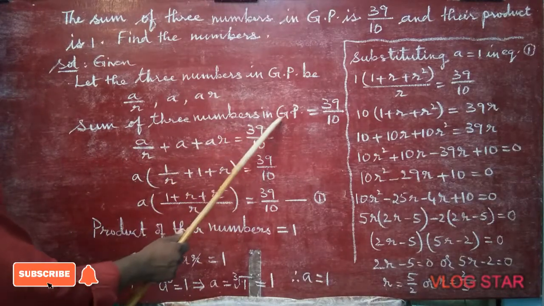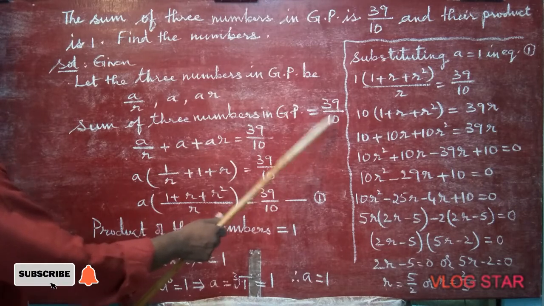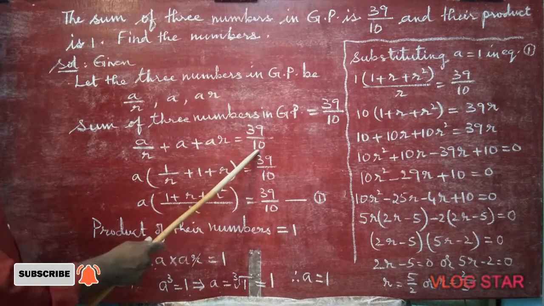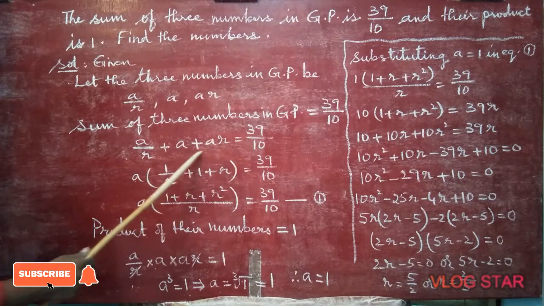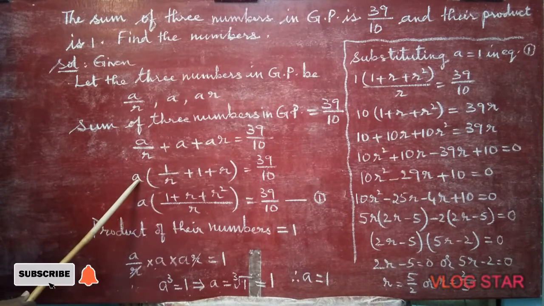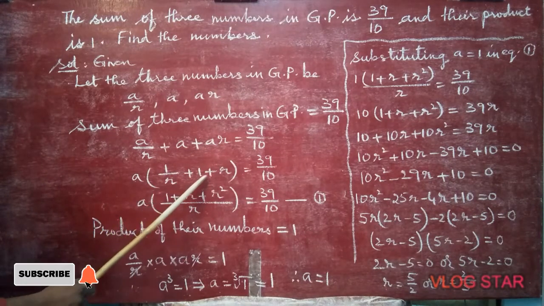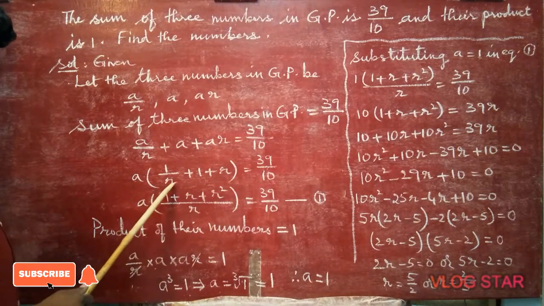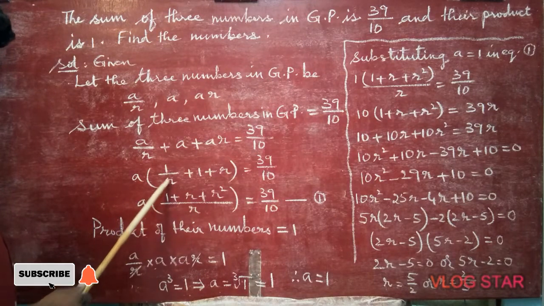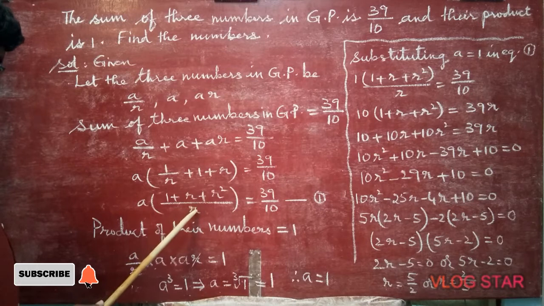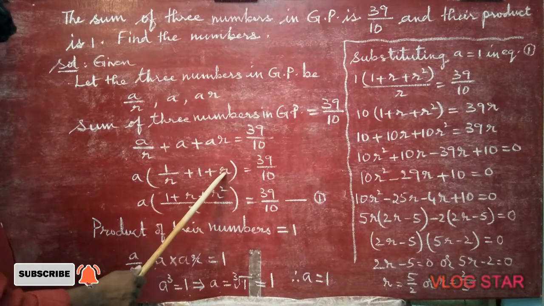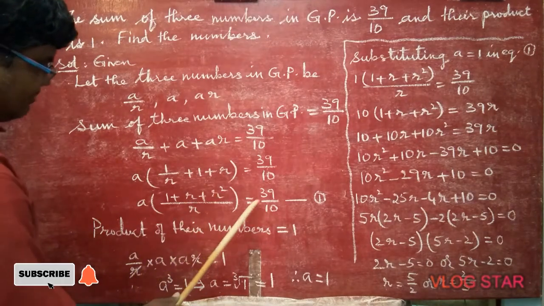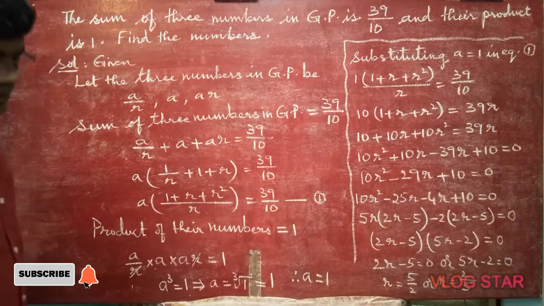The sum of the three numbers in GP is equal to 39/10. a/r plus a plus ar is equal to 39/10. Now take a common, as a is there in all three terms. So a(1/r + 1 + r) is equal to 39/10. Now take the LCM. r will be the LCM. r goes in r one time, so 1. Here nothing is there, so 1. Then 1 times r is r, plus here 1 means r into r², r². So a(1 + r + r²)/r is equal to 39/10. This is equation number 1.